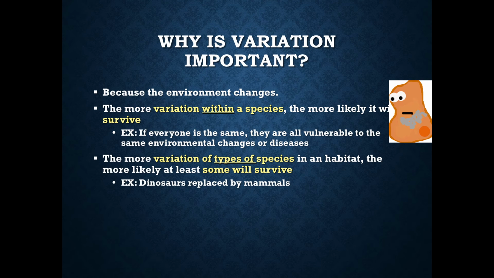An example is, if everyone is the same, they are all vulnerable to the same environmental changes or diseases. The more variation of types of species and in the habitat, the more likely at least some will survive. An example of this is dinosaurs replacing mammals.